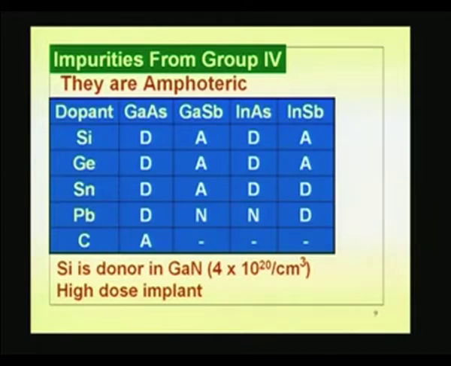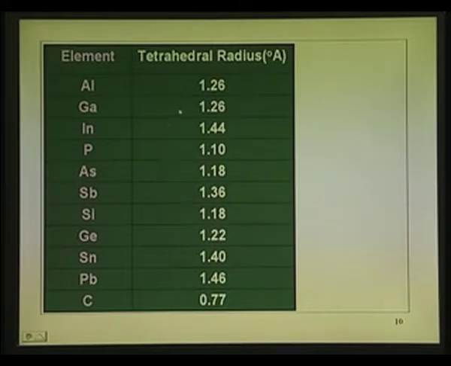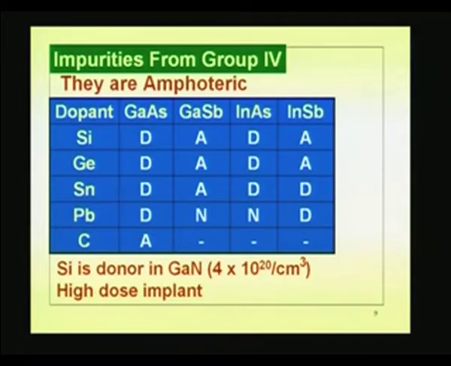Take a look at gallium antimonide. Gallium 1.26, antimony 1.36. Antimony is bigger. Now, all these atoms, the acceptors, will tend to go into the bigger vacancy, that is antimony, and N is neutral, meaning it maybe goes either way, into both. So, you do not see the effect of that. People have not been able to observe very clearly about lead, maybe lead on gallium antimonide.